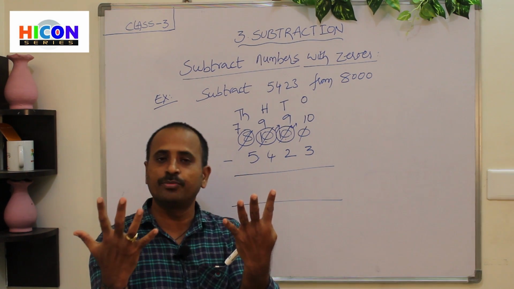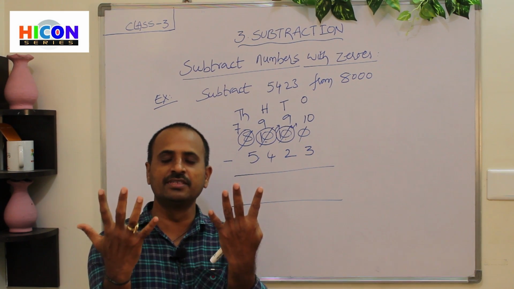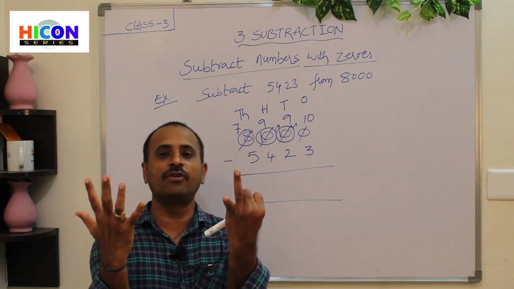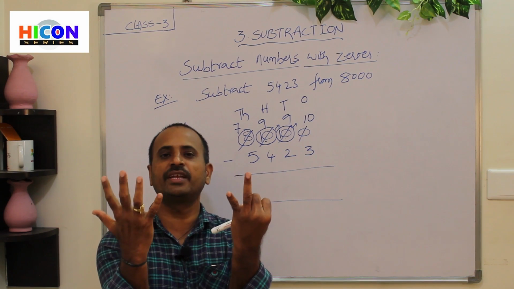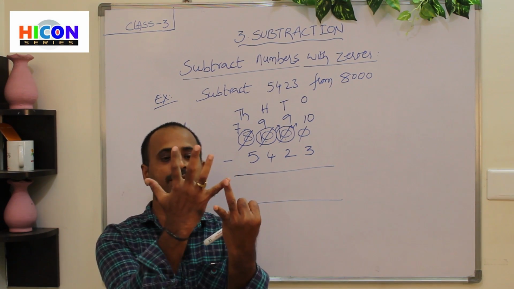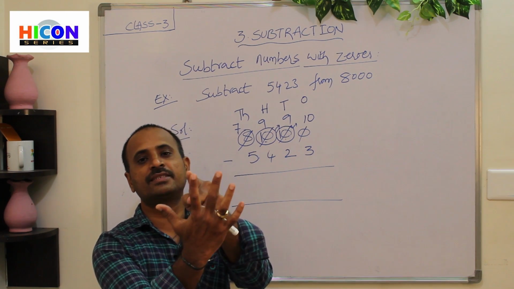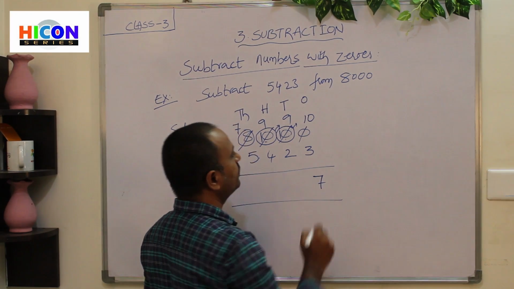And what is the second number in the ones place? 3. So close 3 fingers among these 10 fingers. There is 1, 2, 3. Children, I have closed 3 fingers among 10 fingers. Then how many fingers are remaining here? So let us count. 1, 2, 3, 4, 5, 6, 7. So 7 fingers are there. So write 7 under ones place.